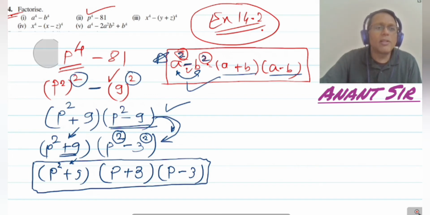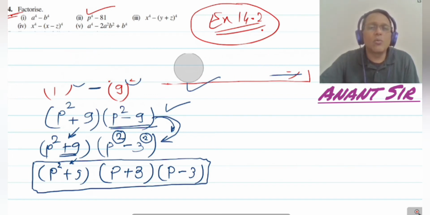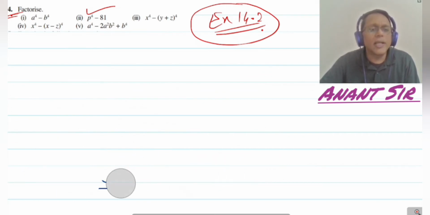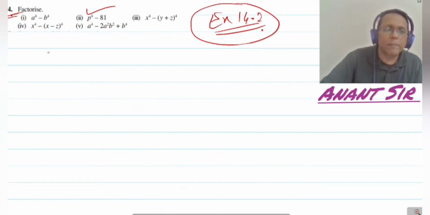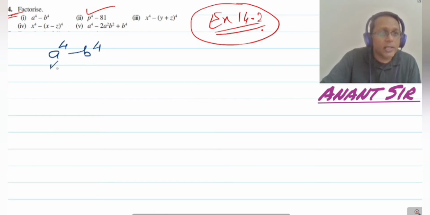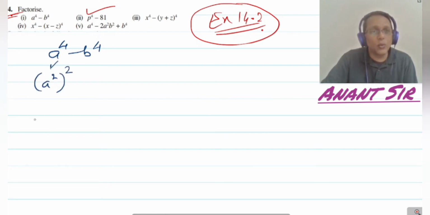So now we will solve the first question. Okay. So we are going to do question number 1 now. It's similar. Only thing is that there are both the variables here. So first question, a raised to 4 minus b raised to 4. How can we write this a raised to 4 as? We can write it as a square to the power 2.